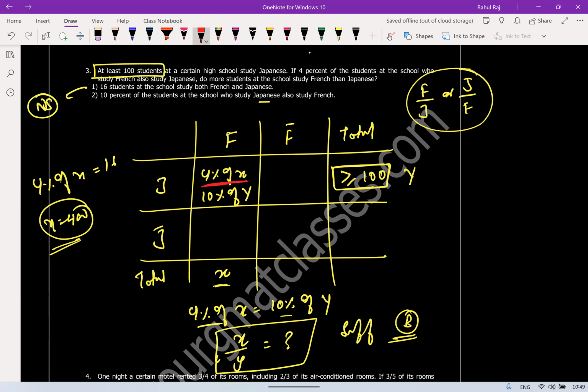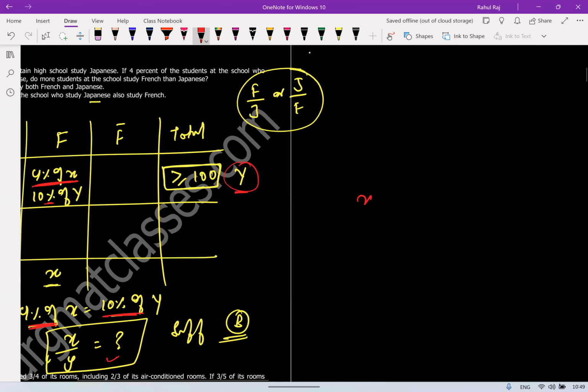The question gives you that 4% of the students who study French study Japanese. So this is 4% of X. It is given to me in the question. And one of my options gives me that 10% of students who study Japanese also study French. So that is 10% of Y. So I've equated 4% of X is equal to 10% of Y. Once you solve this, you'll get the ratio. And once you get the ratio of Japanese by French, it is very easy for you to say which is more and which is less.